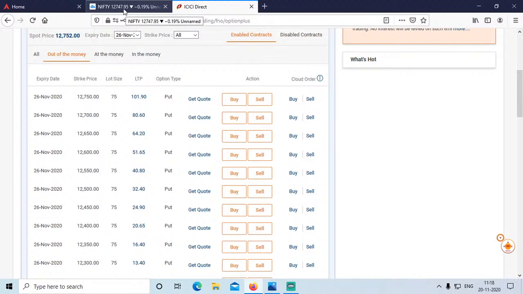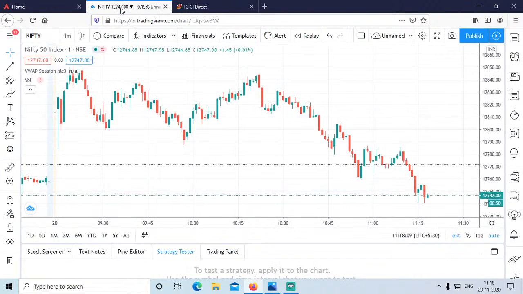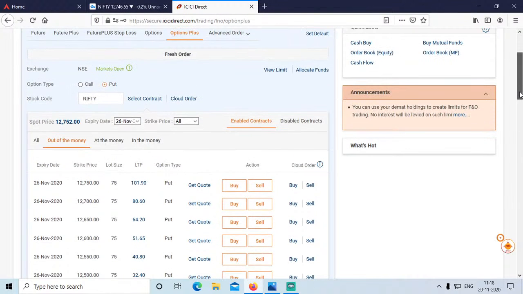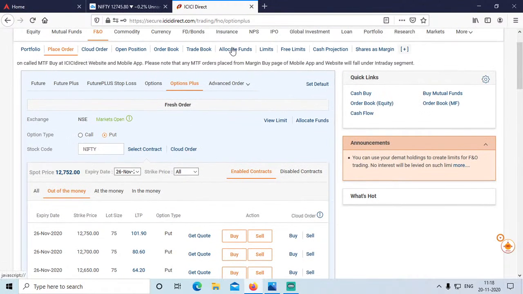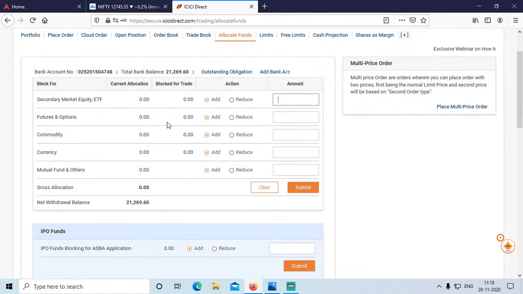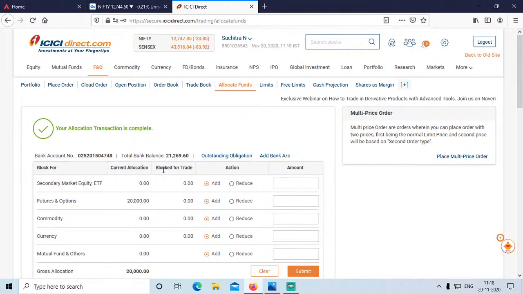So again we will look at this Nifty option for today. The market is almost stabilized, I think. Let us start our trading now. Before that, let me check if I have allocation. I'm going to allocate funds. Okay, I'm going to allocate just some 20,000. Click on submit. So 20,000 is allocated.